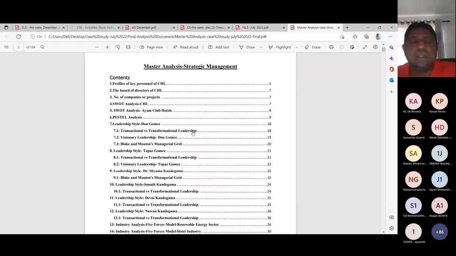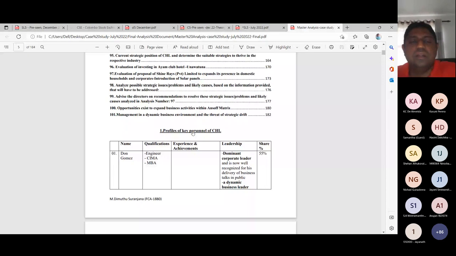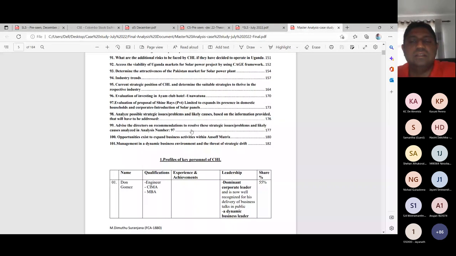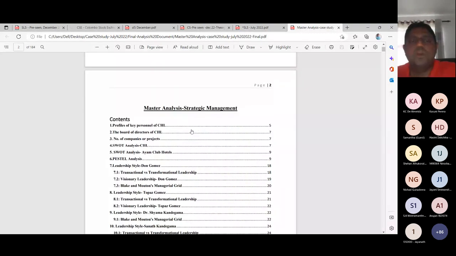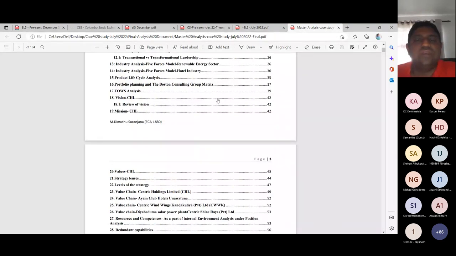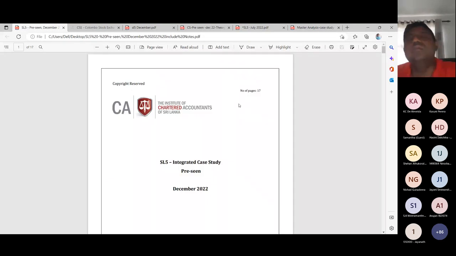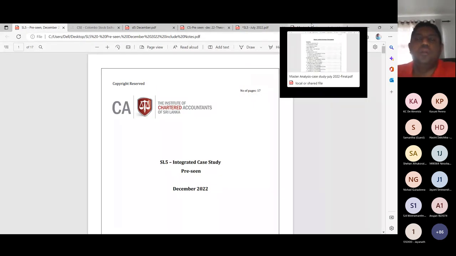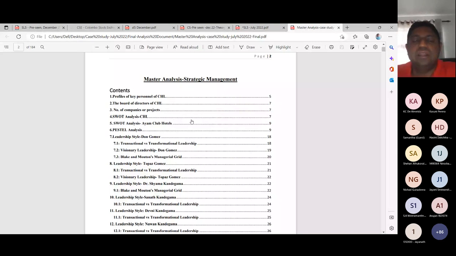So look at the analysis I have done here. I have done 101 analyses. So we have to apply different theories you have learned in strategic management, financial management, risk management, taxation, and do the analysis, right? In today's discussion, I will try to identify some of the analyses you can do. That will be one of my key objectives.